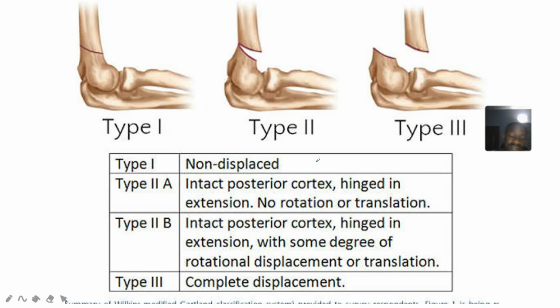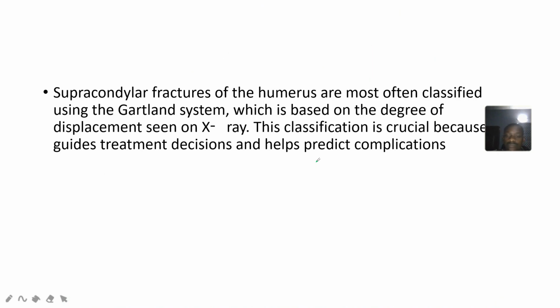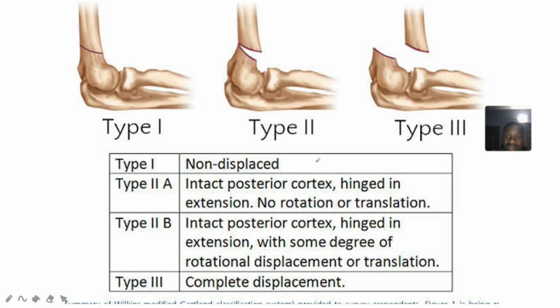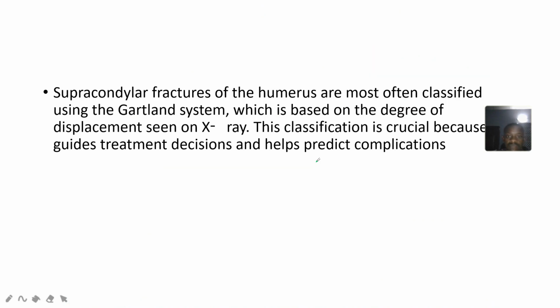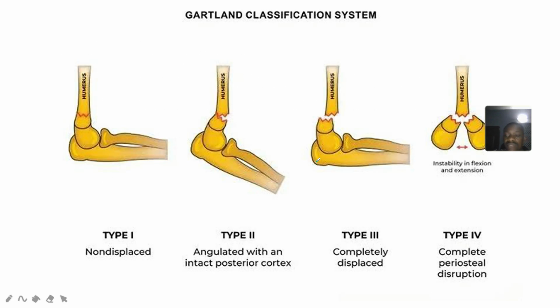It's a very good exam question as far as upper limb fractures are concerned, and it's good for you to always know the types of fractures around the supracondylar side. If you want to classify them, the standard classification is the Gartland system. This is based on the degree of displacement that you see on X-ray. You don't have to tear the patient up to see this; you can just view it on X-ray.